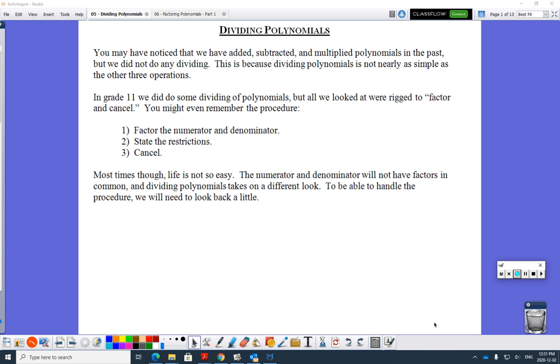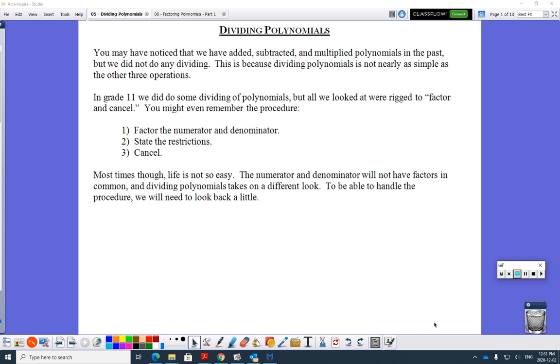Okay, dividing polynomials. Way back in grade 9, you added and subtracted polynomials. You just took groups of things together. It's called collecting like terms. Then we did multiplying polynomials. We've done a fair amount of that in grade 10 where you distributed and collected x squareds and so on. You didn't get too crazy with the degree.